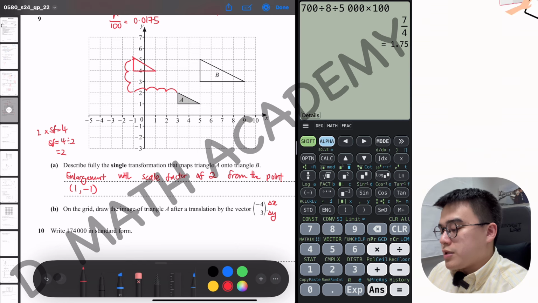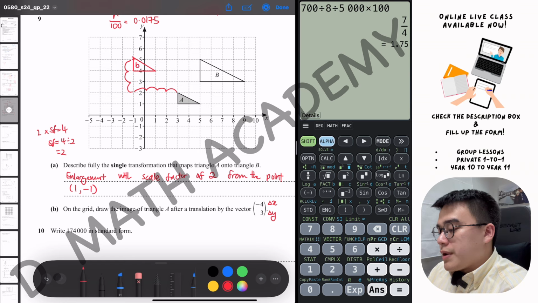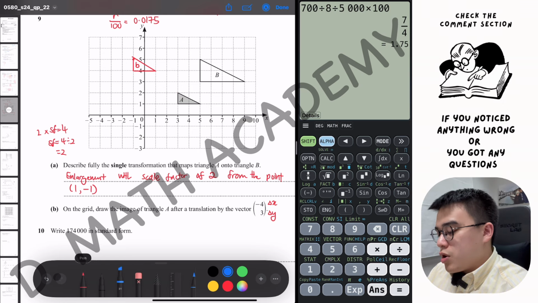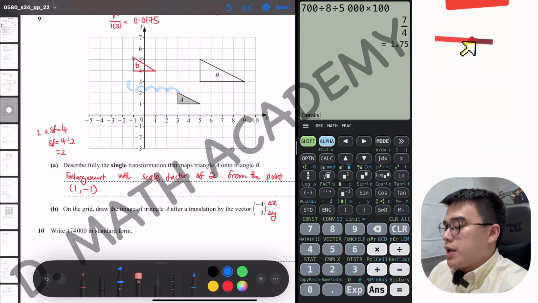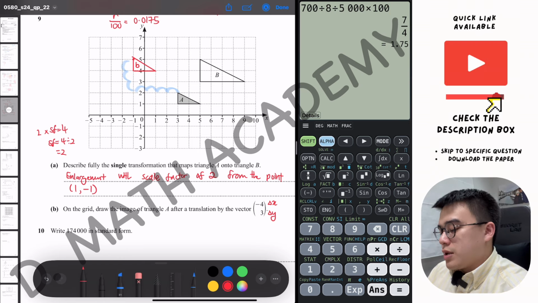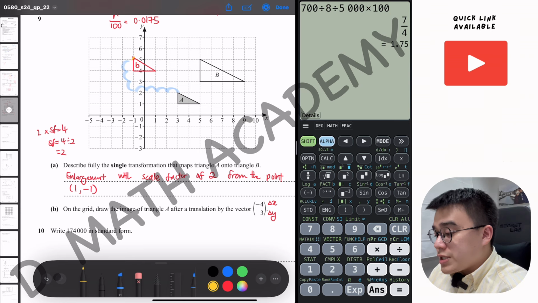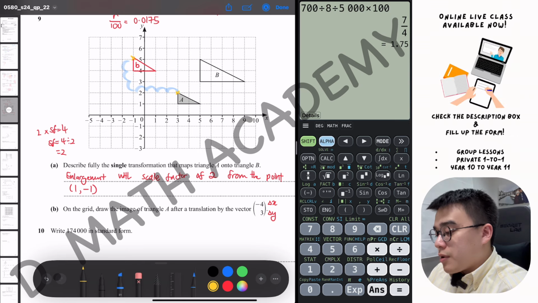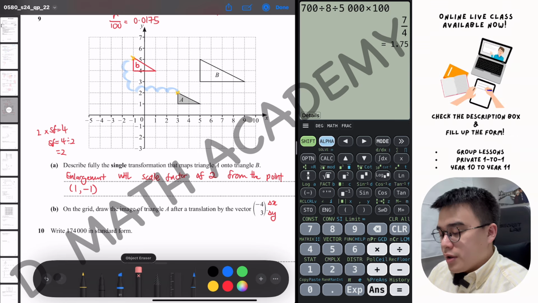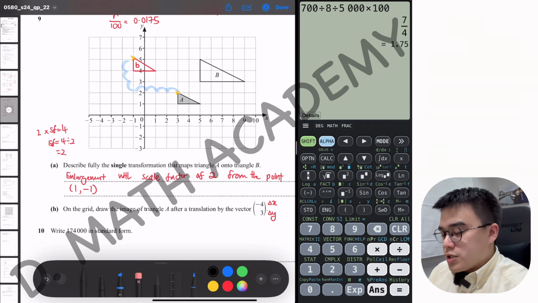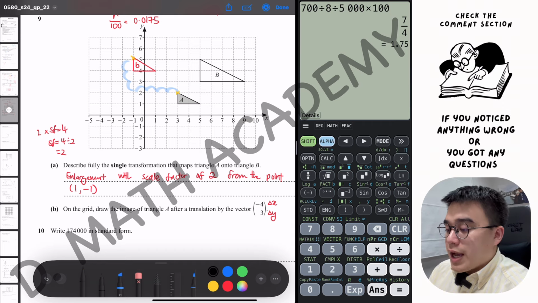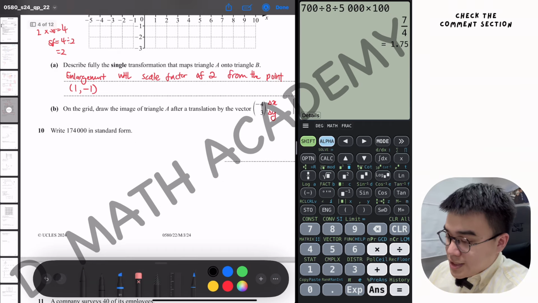And this right here is my image B. So remember, it's 4 steps towards the left and then 3 steps upwards. The points that I use for my tracing are this top corner and top corner here. So that's pretty much it for question 9. Moving on to question 10.